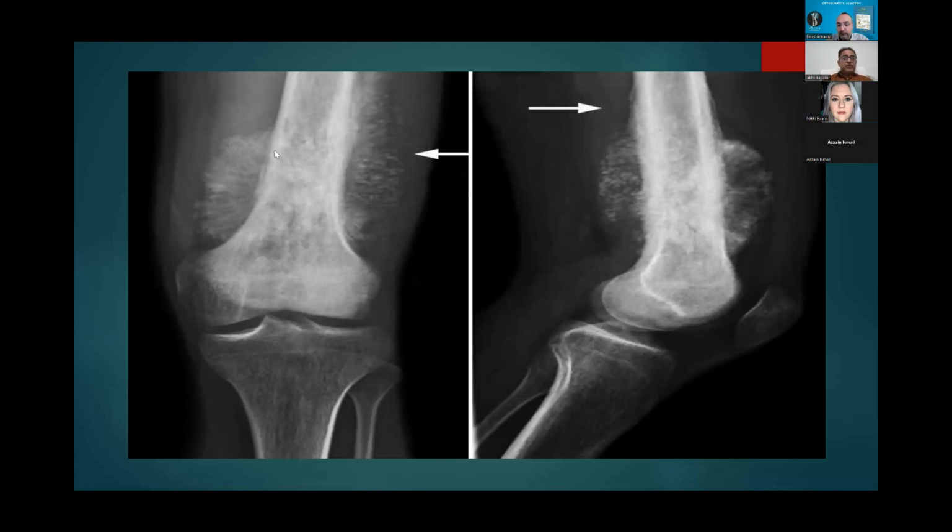If you see, the zone of transition is quite wide. We cannot actually see where the boundaries of this cancer are because it blends into the shaft. And so it's a very wide zone of transition with these classical findings.